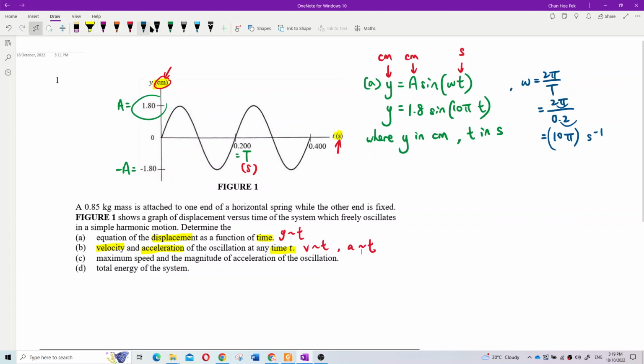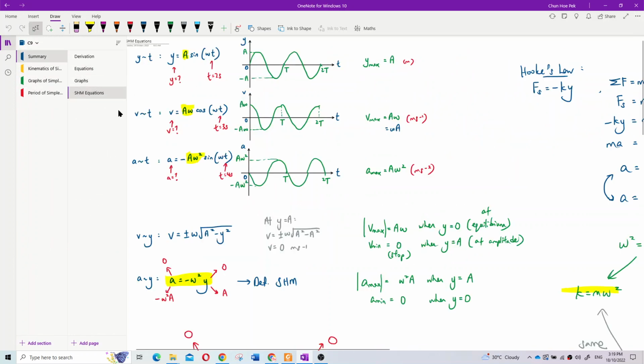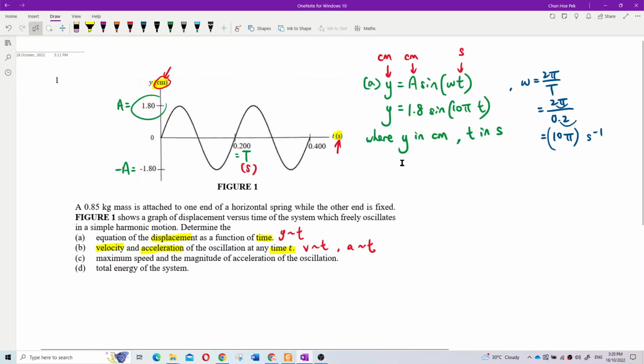So right now, how are we going to do this? Velocity time, acceleration time. Very simple. Just use the general formula again, what we have learned. Velocity time is A omega cos omega t. Acceleration time is negative A omega squared sine omega t. Write that down.